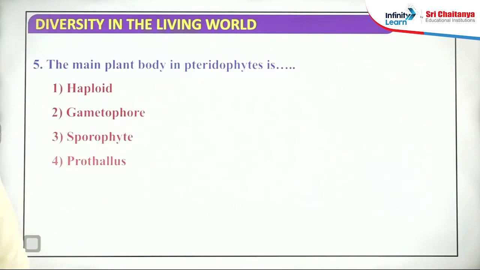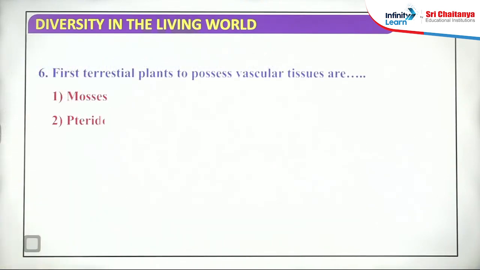What is the main plant body in pteridophytes? In algae, the main plant body is the gametophyte. In bryophytes, gametophyte. From pteridophytes onwards, the main plant body is the sporophyte. Sporophyte is the right answer.